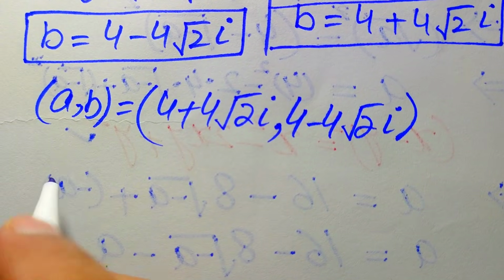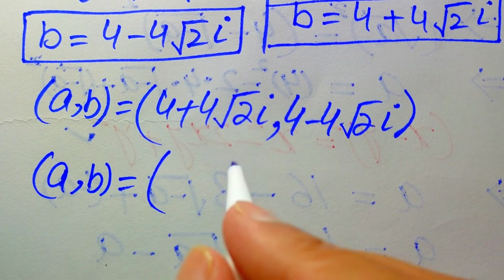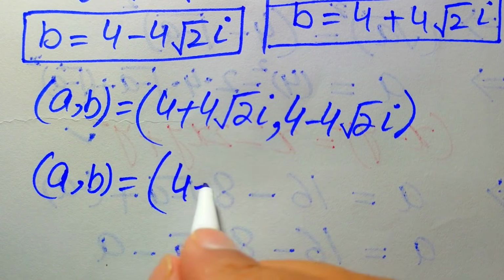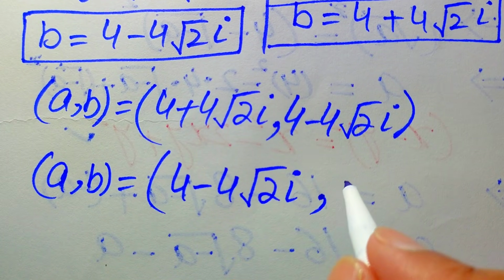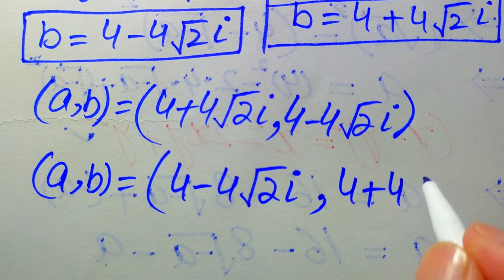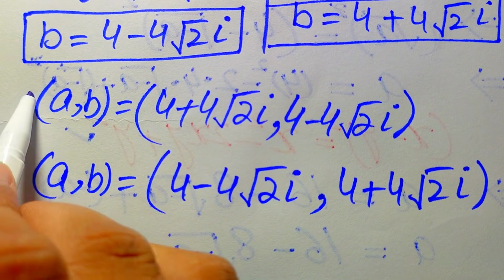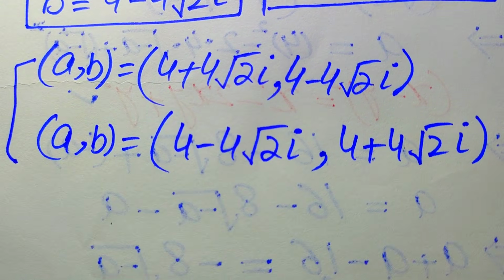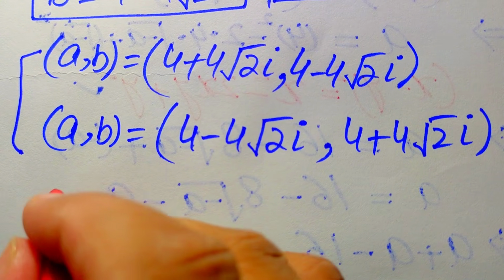And finally we have the second pair of roots of the given equation, the value of a is 4 minus 4 times square root of 2 iota. The value of b is 4 plus 4 times square root of 2 iota. So these are the two roots of the given equation which we get here. And now in the next steps, we need to verify whether these roots are the solution or extraneous roots.